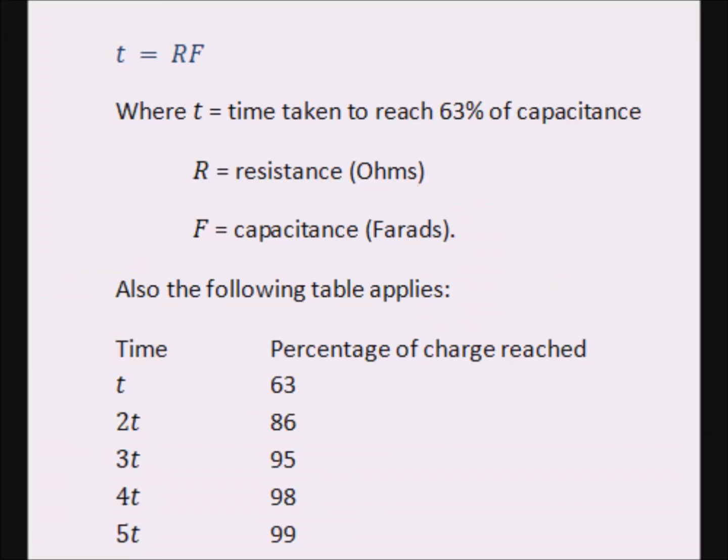This leads us to a useful formula. The time taken to charge the capacitor is a function of the resistance and capacitance. In particular, we know that with a 1 ohm resistor, a 1 farad capacitor will reach 63% of its capacitance in 1 second. So we can generalize this formula. T equals RF, where T equals time in seconds taken to reach 63% of capacitance, R equals resistance in ohms, F equals capacitance in farads. Also, if T is the time taken to reach 63% of the charge, then twice T is the time taken to reach 86% of the charge, and so on.